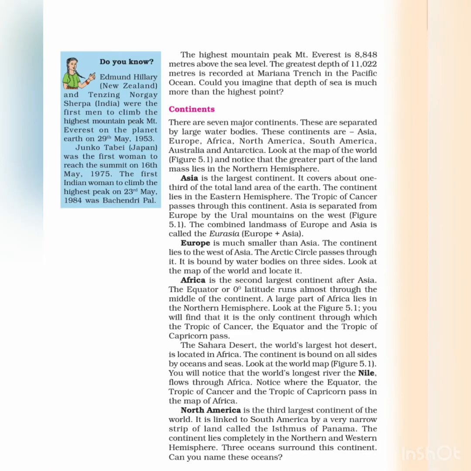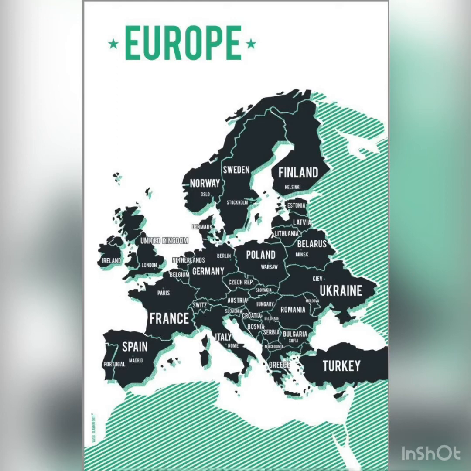Now, children, the next continent that we'll study is Europe. Europe is much smaller than Asia. The continent lies to the west of Asia. The Arctic Circle passes through it. It is bound by water bodies on three sides.